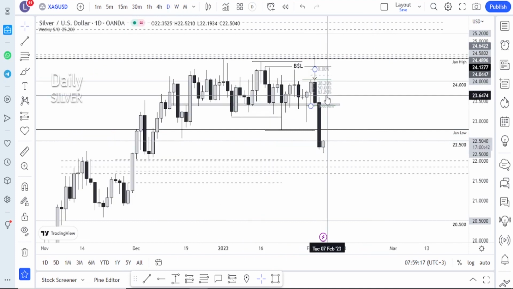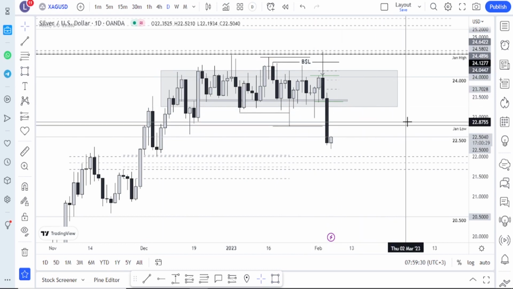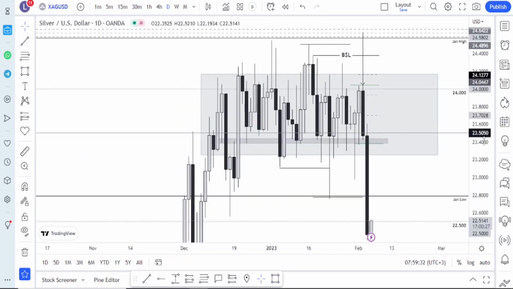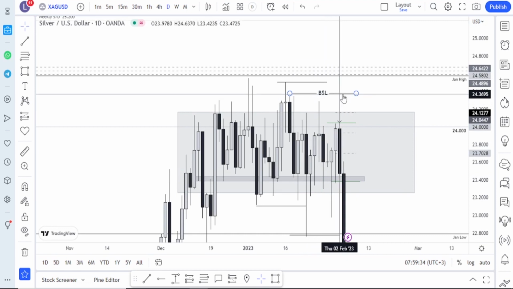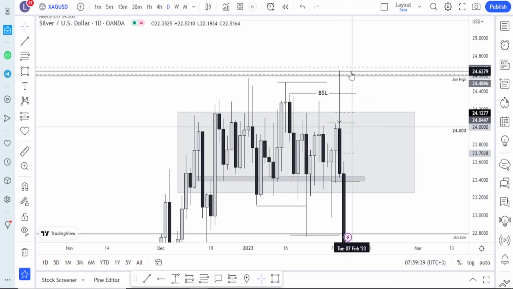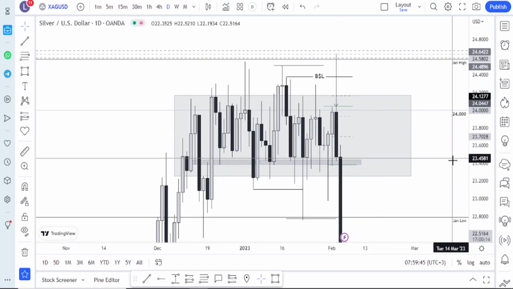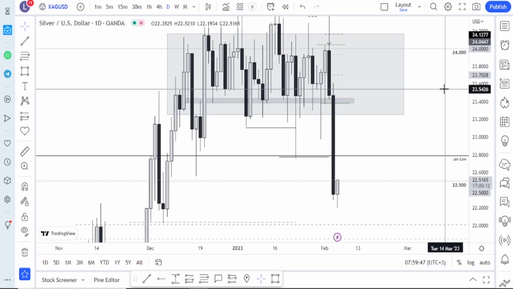On the daily, you can see that price has finally traded outside this consolidation here and is now trading below. But you can see before that happened, this buy side liquidity was cleared, these highs were cleared too, and price filled this imbalance up to the midpoint exactly before it started dropping with a lot of volume.